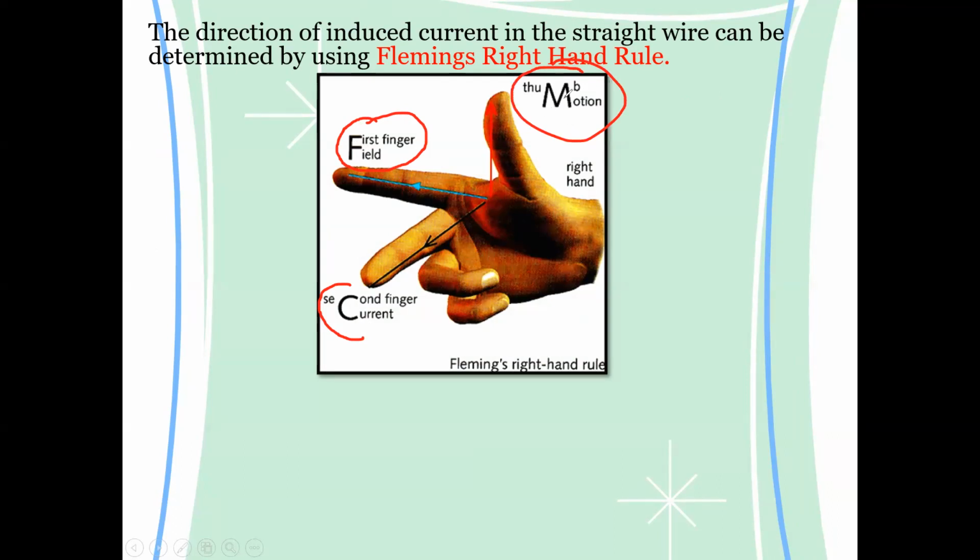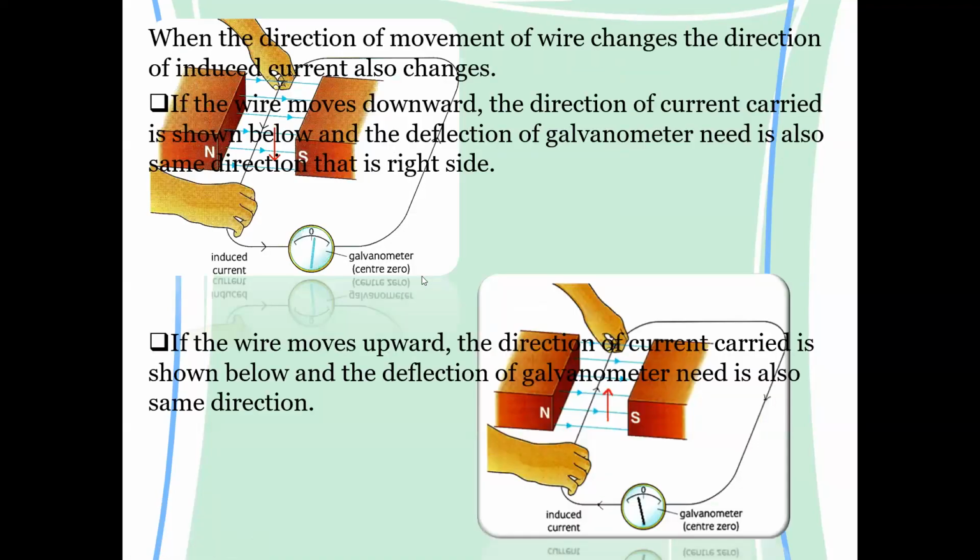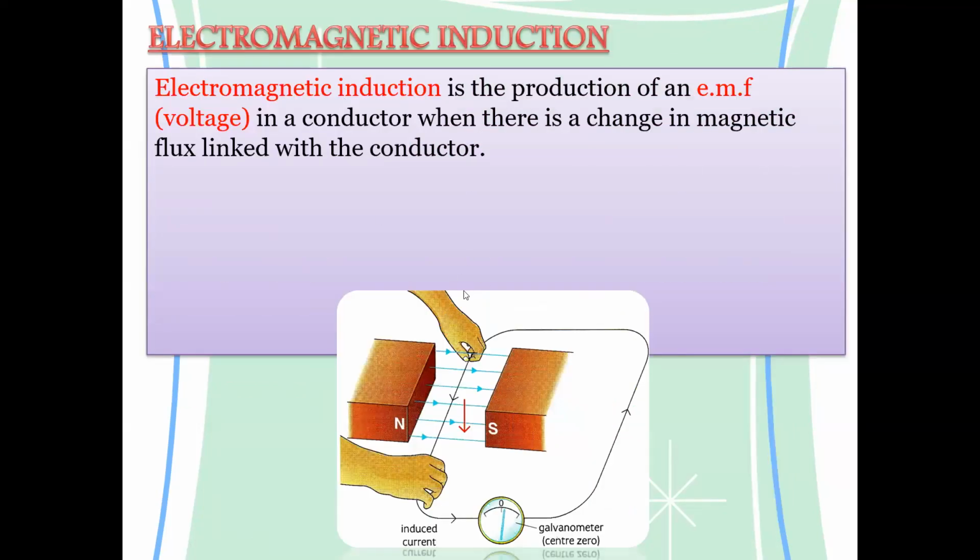So for example, if I apply Fleming's right hand rule here in this figure, say we don't know the direction of the current and we want to find it. In this one, we want to find the direction of the current.